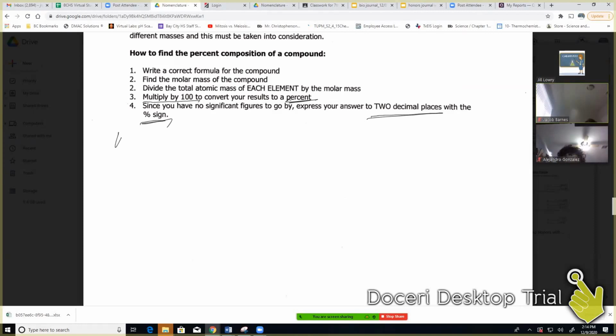All right, so let's just look at a problem. What is the percent composition of each element in lead 2 phosphate?